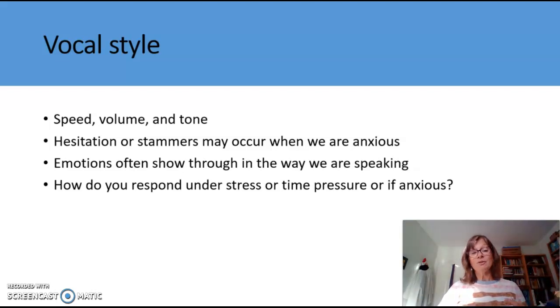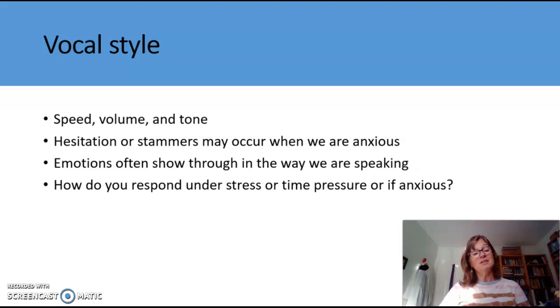If you're anxious, if you're struggling on that day or having a bad day or you're emotional about something, that's going to show through in how you speak. But we also need to be looking for that in our patients. You know, are they expressing emotion? Not necessarily in words, but can you see that they're emotional about something?